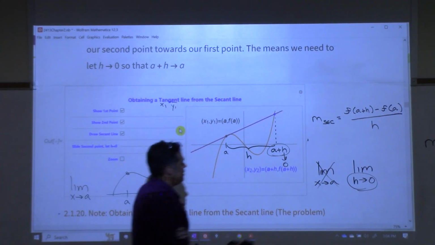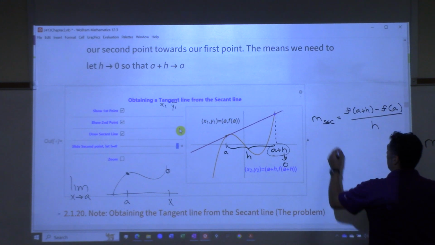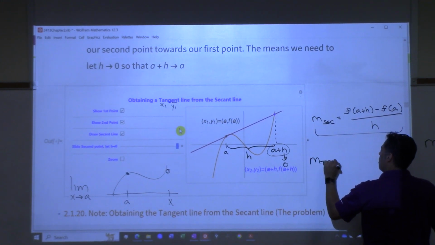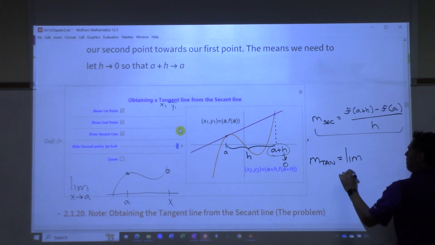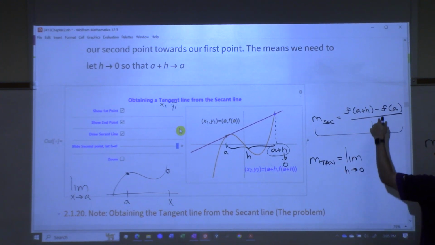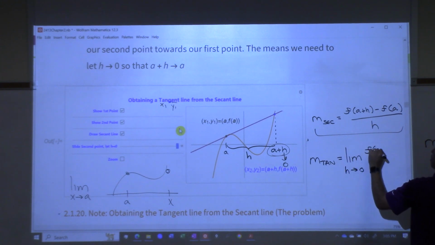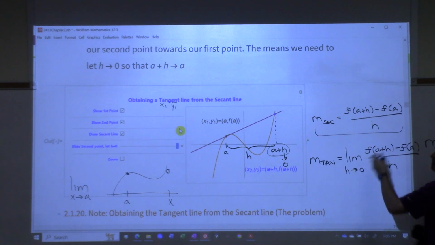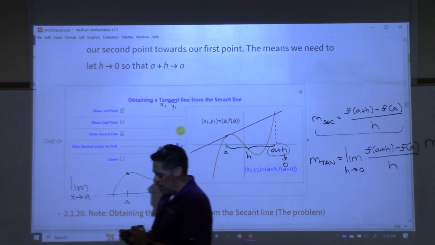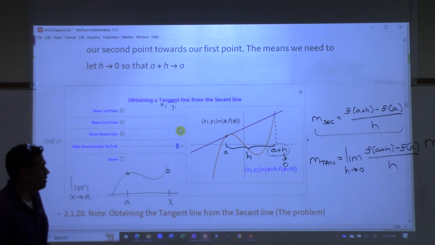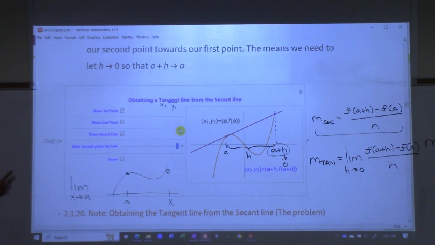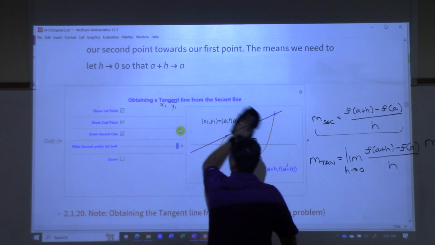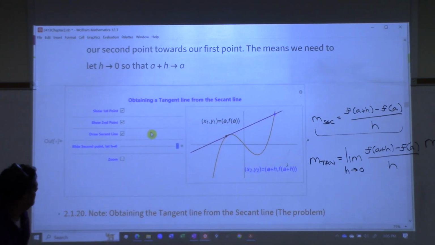So to get the slope of the tangent line, this is the slope of the secant line. To get the slope of the tangent line, all we're going to do is set up a new limit. H is going to go to 0 instead, and we're going to use that formula instead of the one we had before. And I have this in the notes. I just put it up there so that I could talk through it. So let me bring it up in the notes. Here it is.